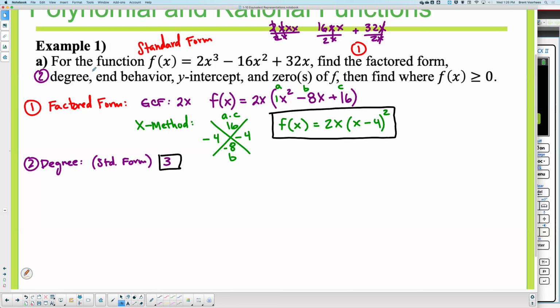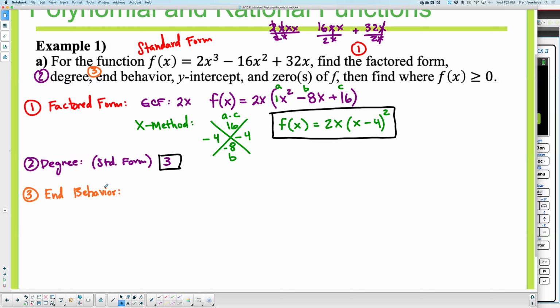Okay, what about end behavior? Now, in end behavior, does anybody remember what that is? It's been a few days. It's where the graph is going. Very good. And mathematically, if we're talking about where the graph is going, what mathematical notation do we use to talk about where the graph is going? A limit. We're going to use a limit.